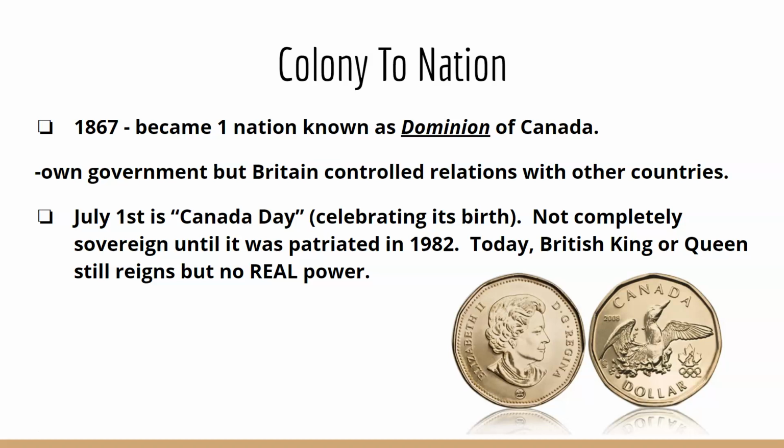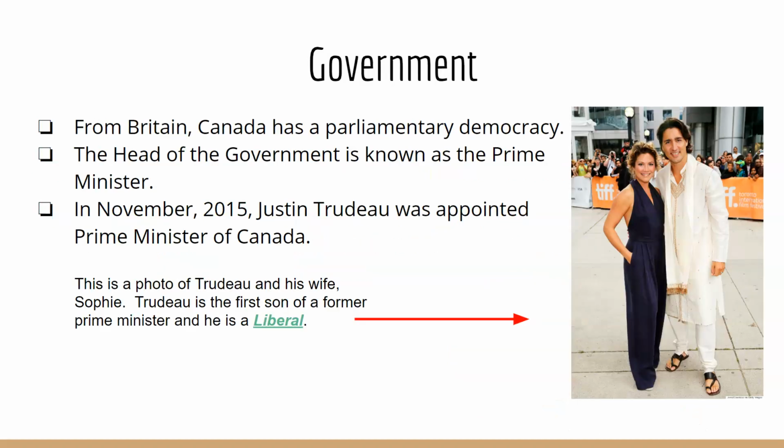by Great Britain. Now, July 1st is what Canadians refer to as Canada Day, which celebrates its birth. It didn't become completely sovereign until it patriated in 1982. And so through an act agreed upon between the British and the Canadians, Canada became independent in 1982. And today the British Queen Elizabeth still reigns, but doesn't have any real power. And certainly Canada would be much more in charge of its overall destiny.